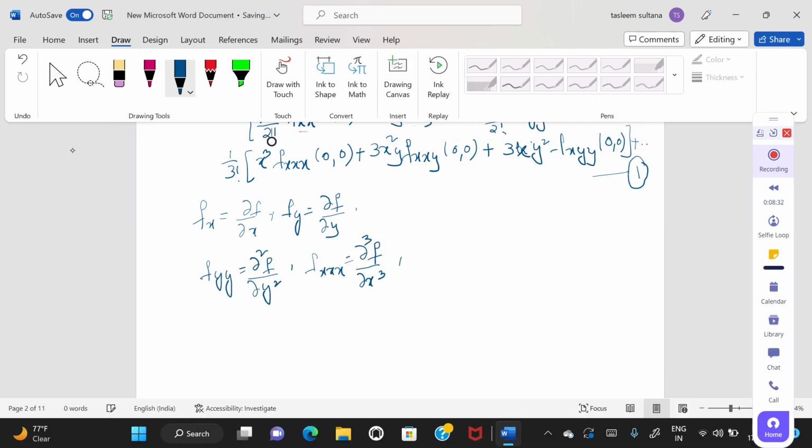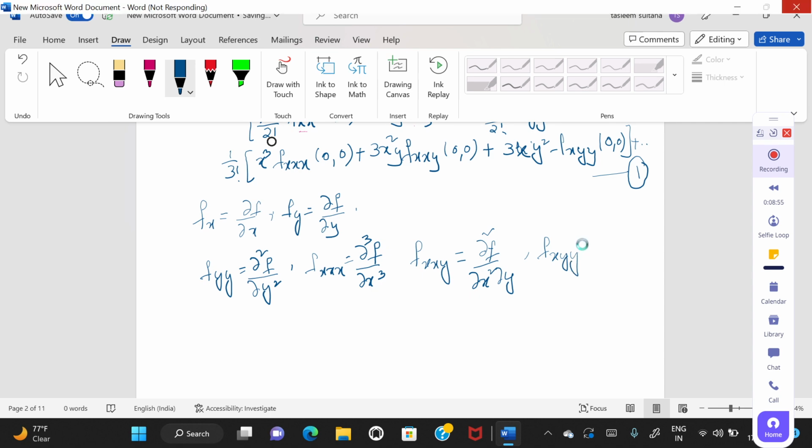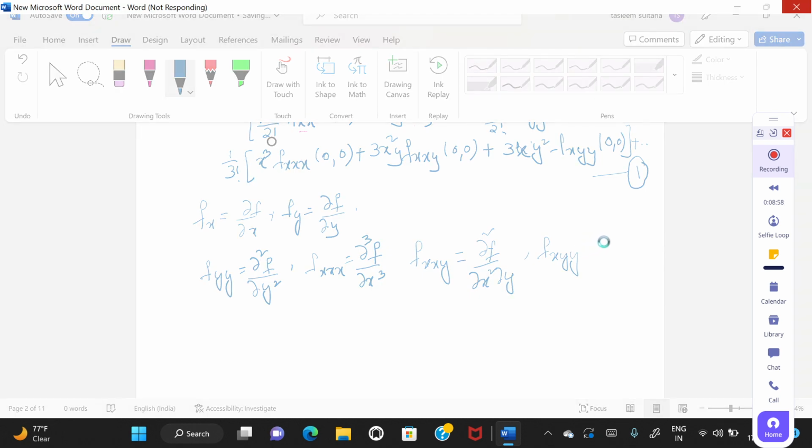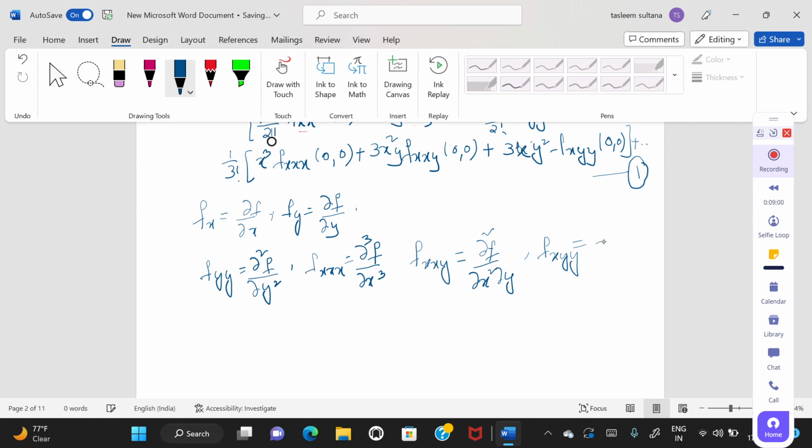Then we have written ∂²f/∂x². Then f_xy, which is equal to ∂²f/∂x∂y. Then next is f_yx, that means ∂²f/∂y∂x, and f_yy, that is ∂²f/∂y². Is it clear? Now we'll find that one.